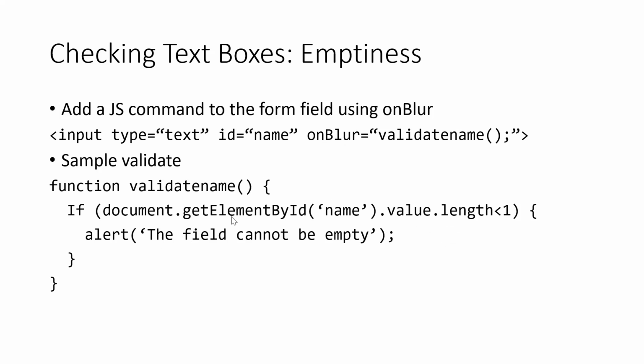So you get the document element by ID. I will get to this later on, getElementById, if you're not familiar. So in that particular case, we are going to get element by ID with the name, and then whatever the value there, and you check the length of it, right? If the length is less than one, then we can say that it's empty, isn't it? So you check whatever value we entered, the length of it. And if it is less than one, it means there's nothing in it. And then you can provide an alert. That means you can inform the user to force them to enter something.